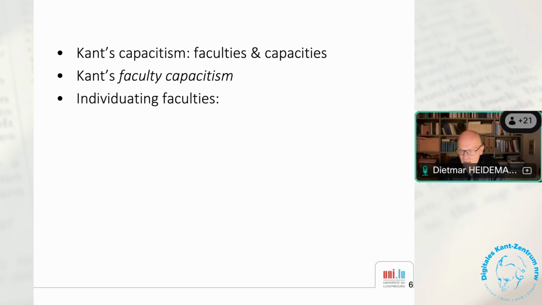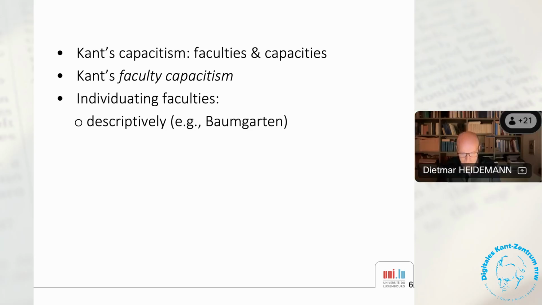And individuating faculties, we might have, or certainly have, this list. This is of course not exhaustive, not complete. We can do it descriptively, because if we look into Baumgarten's Metaphysica, for example, he derives faculties and also capacities by simply observing what the human mind can do. Think, reflect, so there is the capacity then to think and to reflect, and so on. You have a whole bunch of capacities.